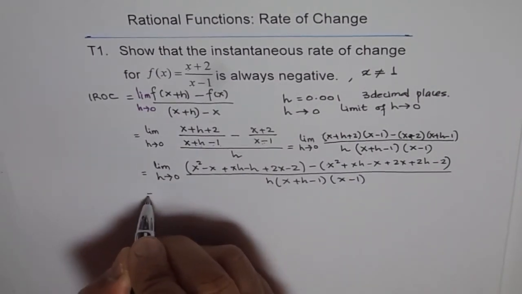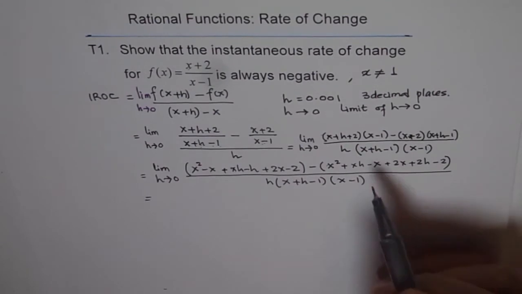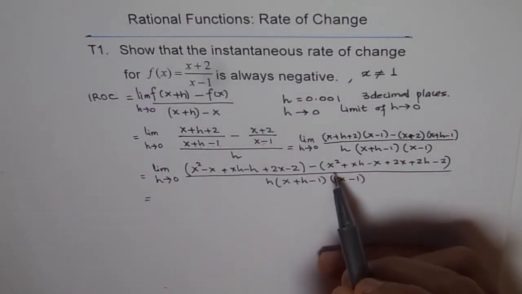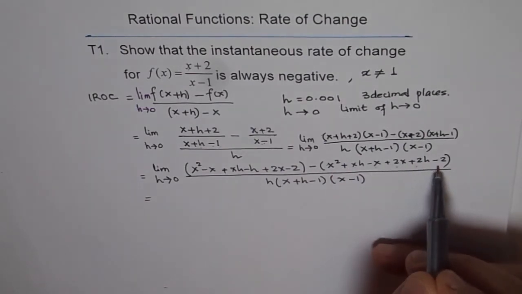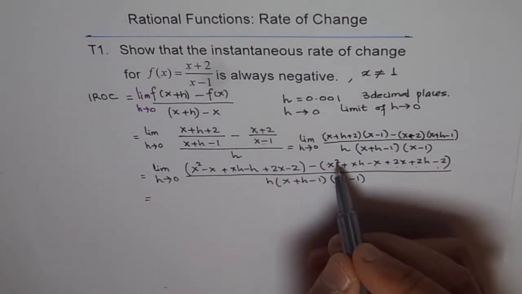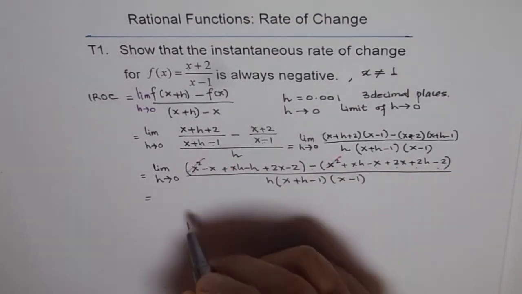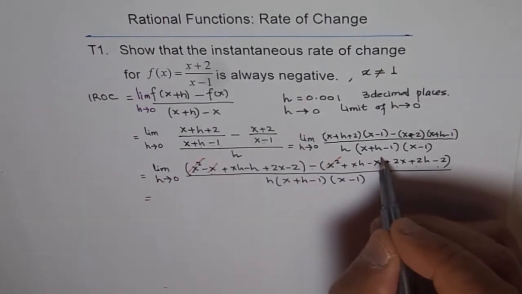Correct? Now let's see how we can simplify it further. Now you will appreciate that whenever you do these rational functions rate of change, that step seems to be very complicated. But when you come here, it becomes simplest of all. All these terms on this side will probably cancel. Let's see how. Let's start one by one. x squared minus x squared, so it becomes 0, right? Do you see that? Correct.